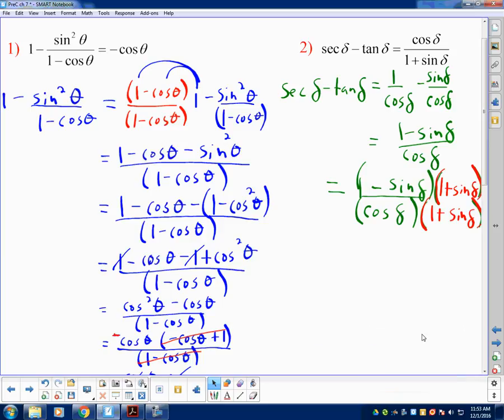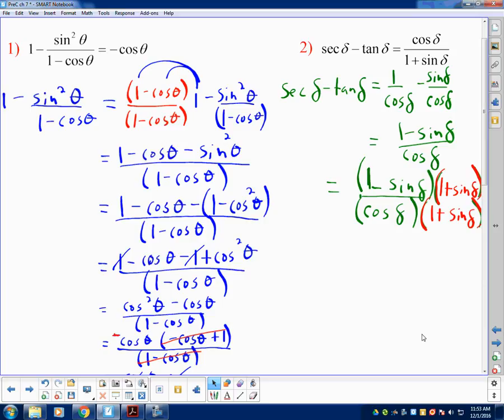All right, so here's the trick, guys. We're going to take the original, this right here, the 1 minus sine delta over cosine delta, and we're going to multiply each side by kind of like its conjugate, the 1 plus sine delta over 1 plus sine delta. And what keys me into doing this is that I need to somehow introduce a 1 plus sine delta to the equation to make it match the right-hand side.